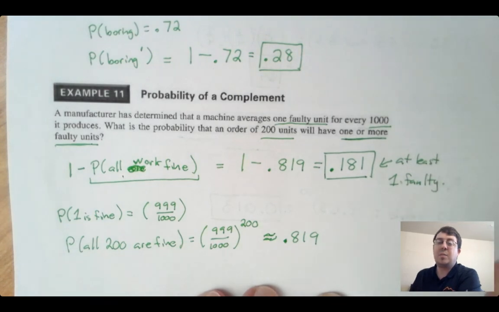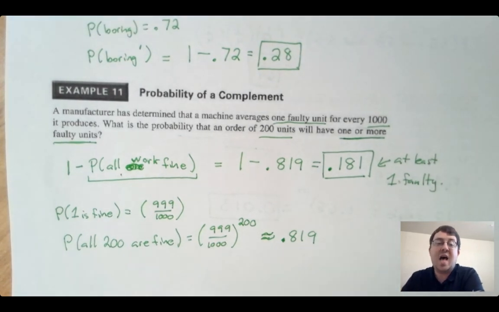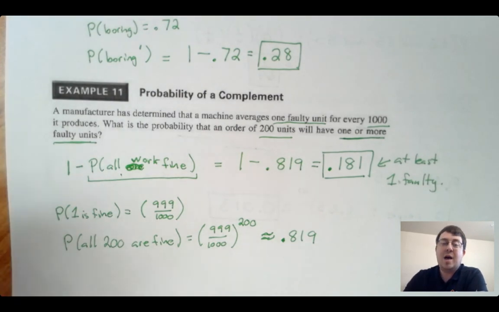Again, realize the power that we did here. We didn't have to add up the probability that 1 was faulty plus 2 was faulty plus 3. That would take forever. We instead found the complement of everything being perfect. So this technique works really, really well when you have wording like the probability that at least one or more faulty units, or at least 2 or more. You can just subtract off the probability that all work fine or that all but one work fine. You can just subtract those off instead of having to add up 200 different probabilities.